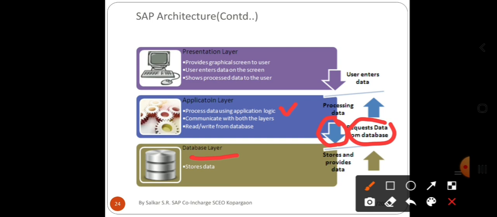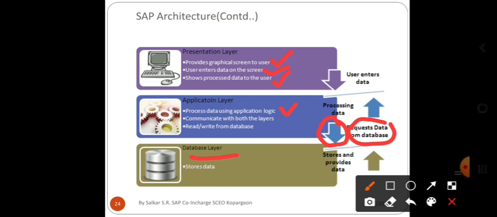So last is the presentation layer. What does the presentation layer provide? It provides a graphical screen to the user. The user enters the data on the screen, meaning we can enter the required data on the screen by using the presentation layer, which is our GUI of SAP, and it shows the processed data to the user. After processing, the data is again displayed back on the presentation layer, that is the GUI of SAP.